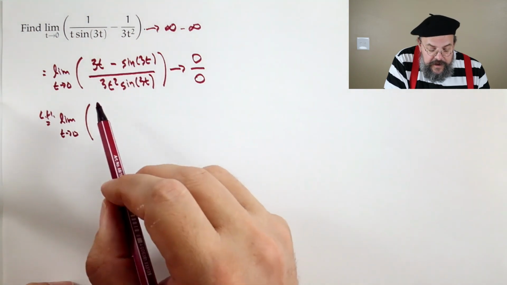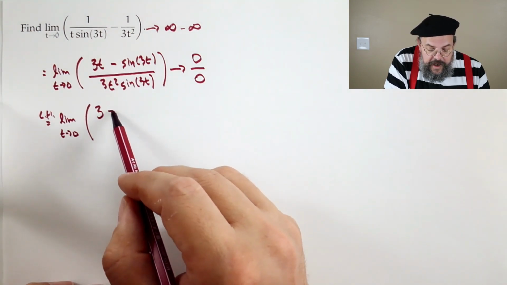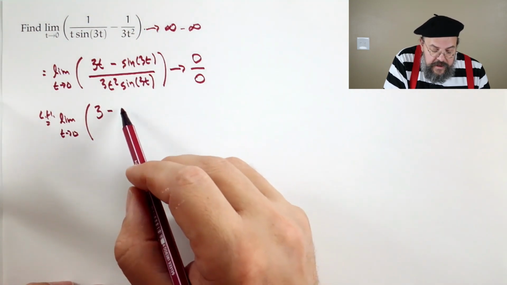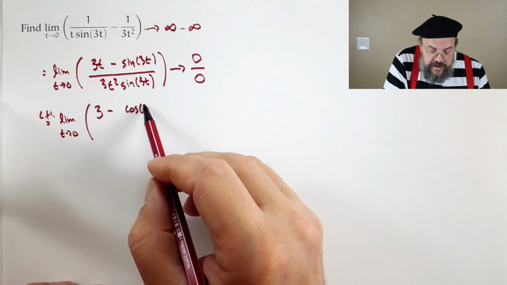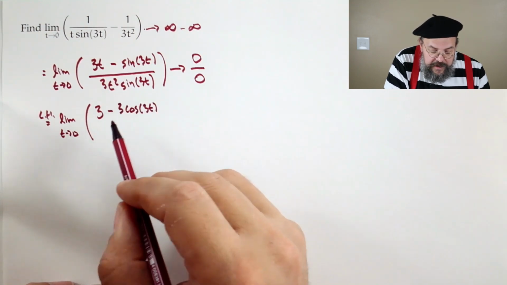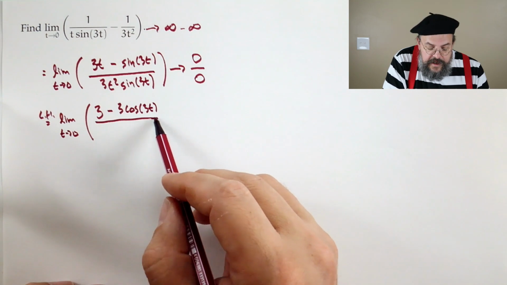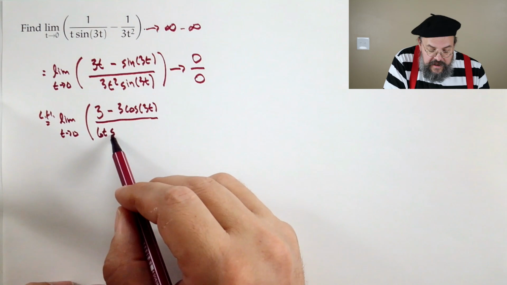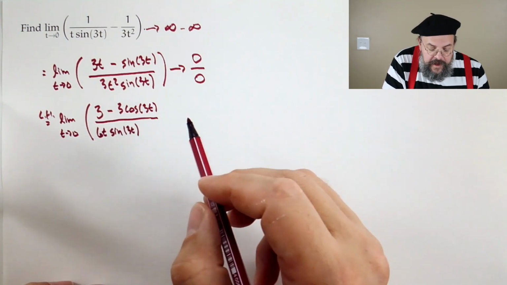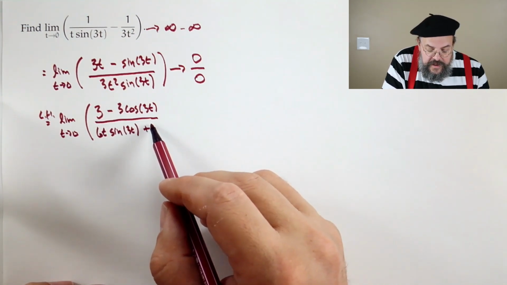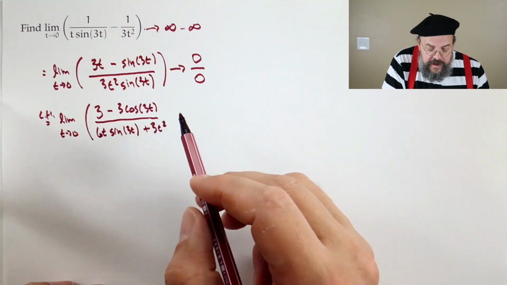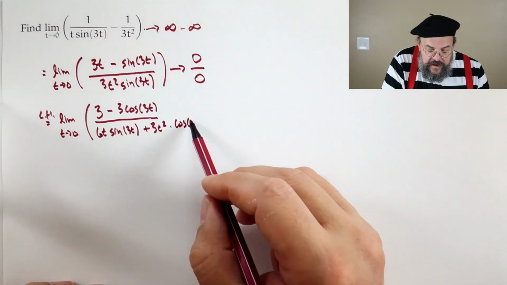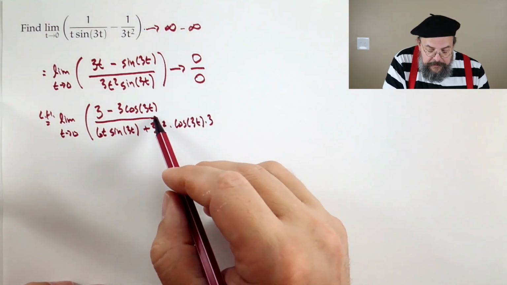upstairs, take our derivative. Derivative of 3t is 3, minus derivative of sine of 3t. Well, derivative of sine is cosine, and then chain rule says bring a 3 out in front. Downstairs, product rule. So derivative of the first, 6t times the second, sine of 3t, plus the first, which is 3t squared, times derivative of the second. Well, derivative of sine is cosine of 3t times 3.